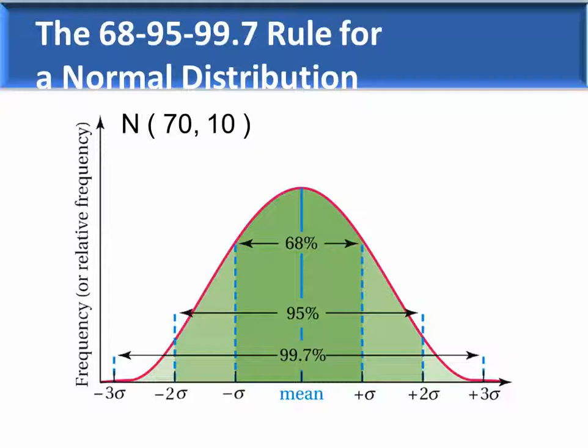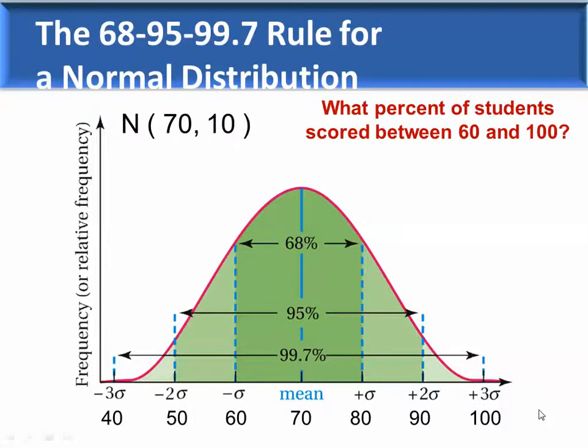So we're going to fill in our numerical values down below, just as we've done before. For example, we know the mean is 70, standard deviation is 10, so one standard deviation below is 60, another is 50, another is 40, and then 80, 90, and 100 above. So what if we wanted to now find out what percent of students scored between a 60 and 100 in this particular class?